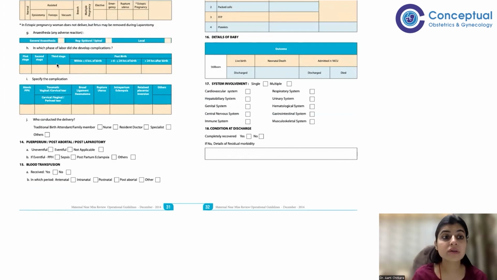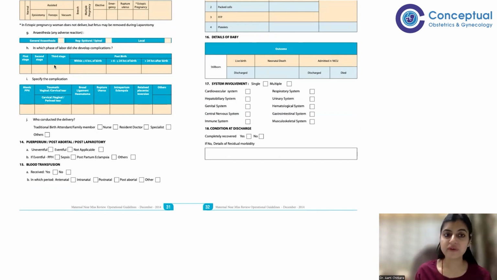Next is about the type of delivery, whether it was vaginal, cesarean, assisted with episiotomy, forceps. Everything has to be mentioned in detail. It also talks about anesthesia and any adverse reaction. Some near misses are because of anesthesia-related complications. They might not have any kind of obstetric or medical or surgical complication. They might be anesthesia-related complications, which also have to be investigated.